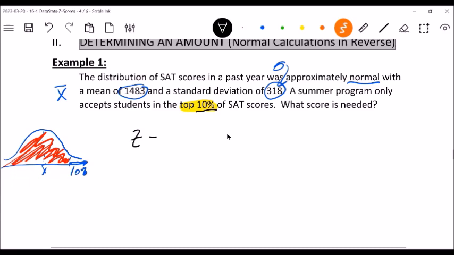So the z-score is equal to x minus the mean, over the standard deviation. So that's equal to, well, actually what we need to do is figure out for 10% what the z-score is. So we've got to go into it, or the 90%. So let's take a look at that and think about either the 10 or the 90 and what that number should be here.